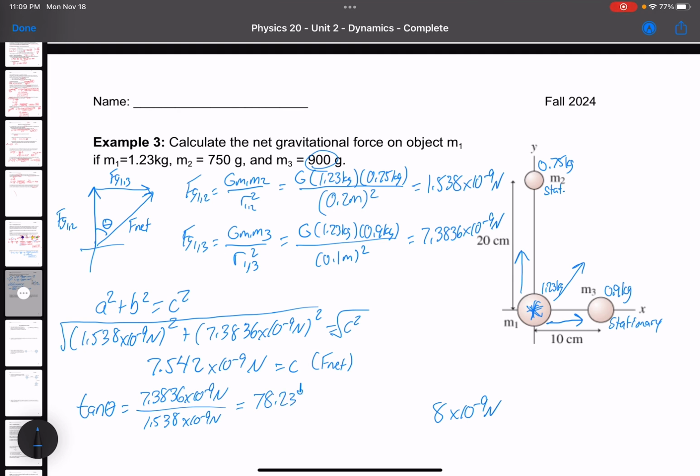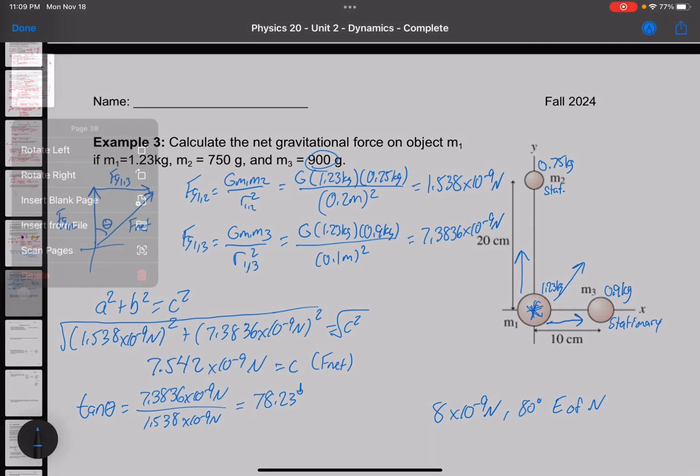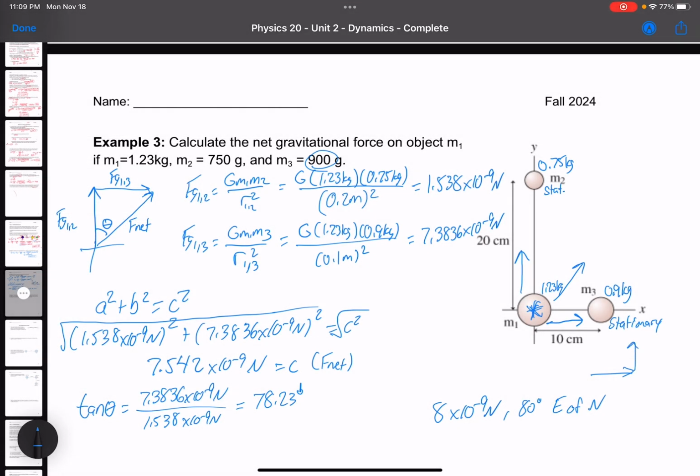78.23 degrees. So if I had to round that off, that would be 80 degrees. And the way my diagram is drawn, we could label that east of north. Okay. You might also, depending how you drew your diagram, if you first drew to the right and then you drew up, you would get the other portion of the angle. So you would end up rounding to 10 degrees north of east, and that would be okay as well.